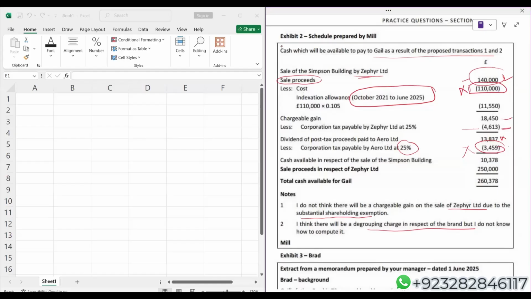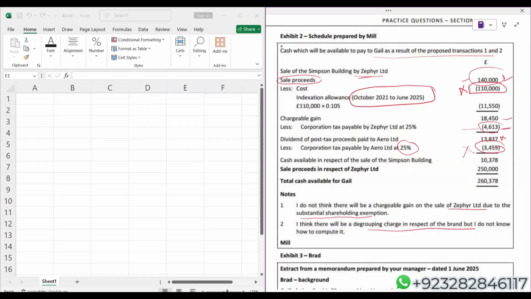Another correction. This is not the way to calculate post-tax proceed, that you are deducting corporation tax from the chargeable gain. Actually, whatever is the corporation tax, it will be deducted from the sale proceed, which is 140. Third correction which is required is there is no corporation tax on dividend income. Dividend income is actually exempt.